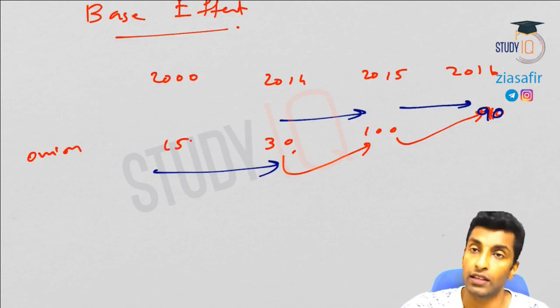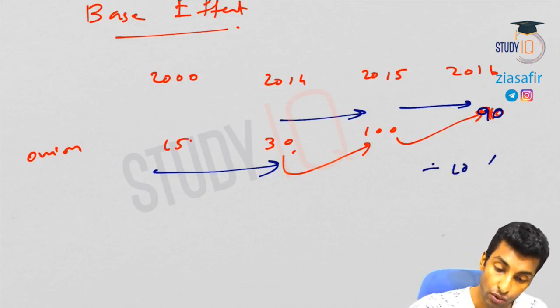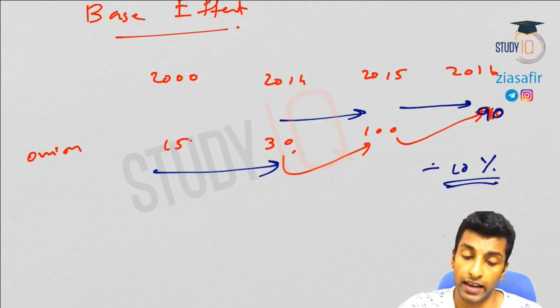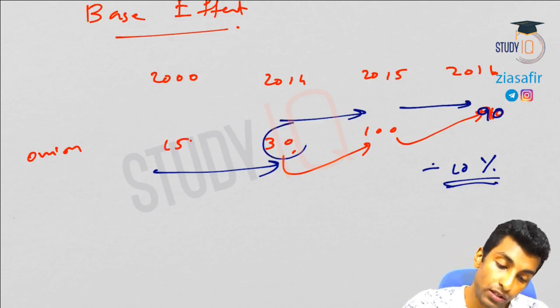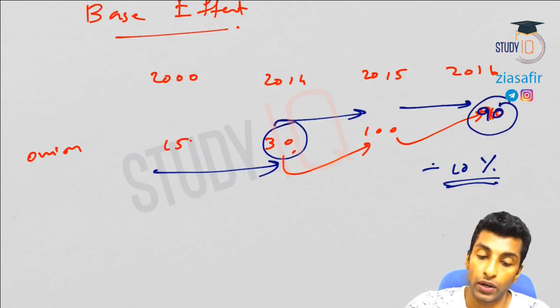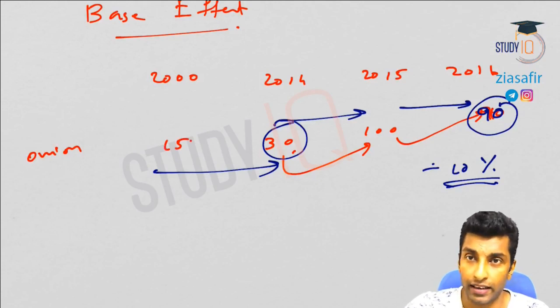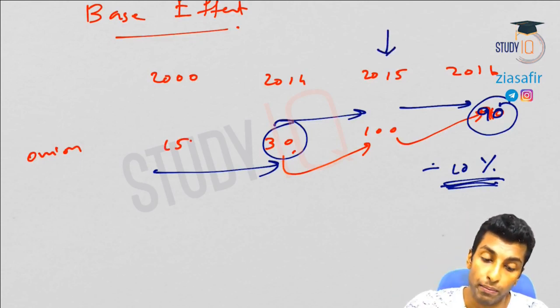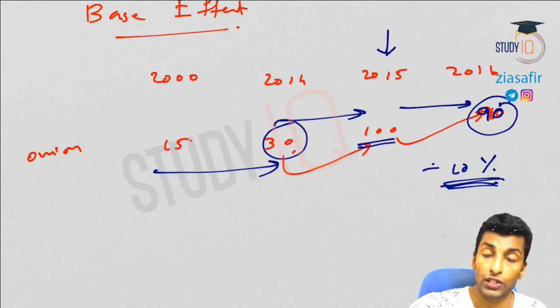So what is the inflation here? There is no inflation, actually negative inflation, right? So minus 10% you will write here. Okay, but the reality is different. What is the reality? The price was 30 in 2014, now it is 90. So inflation is definitely there, but when you are calculating, you will get no inflation or negative inflation. Why? It is because of the base. This base value was so high.